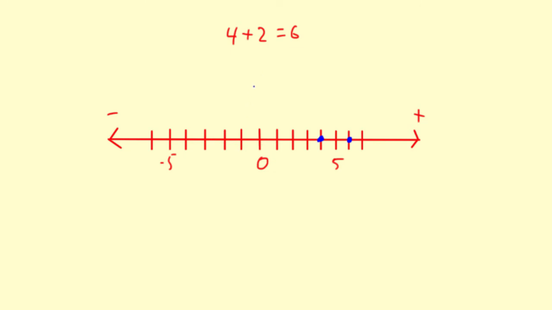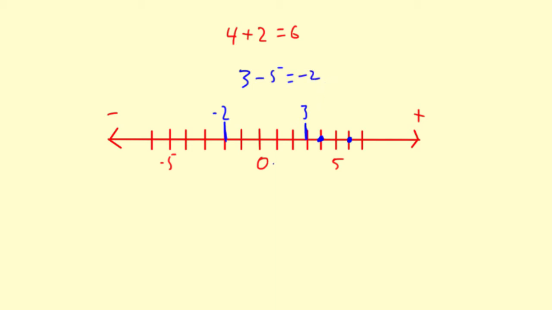So let's say we were going to do a different type of question like 3 minus 5. Well, in this case, you would start at 3, and then you would go 5 to the left. So 1, 2, 3, 4, 5. That would put you right here at negative 2.